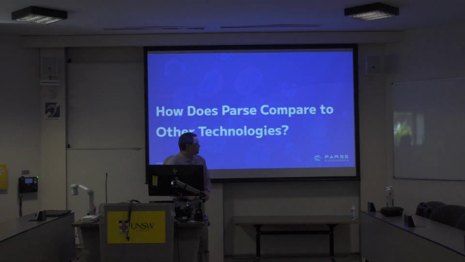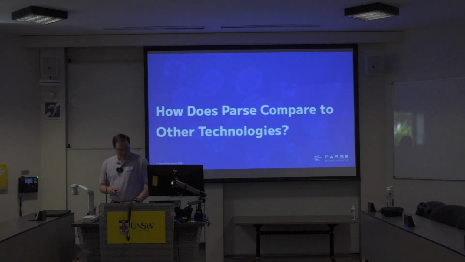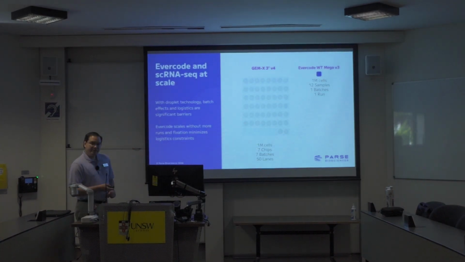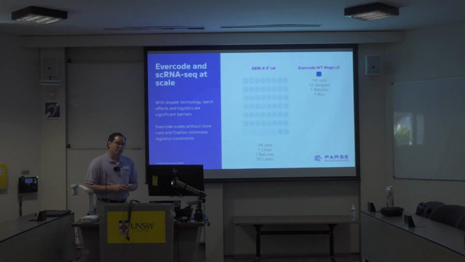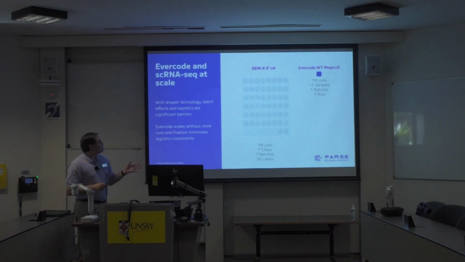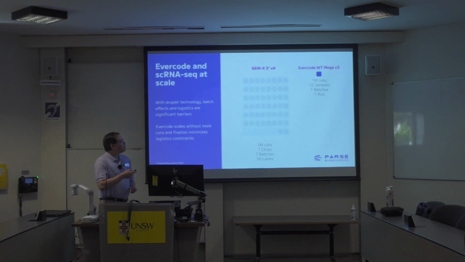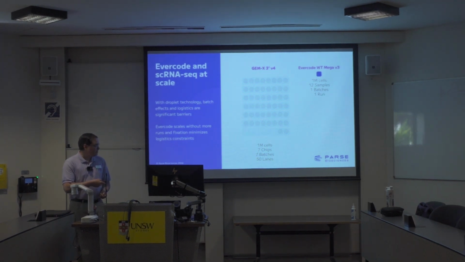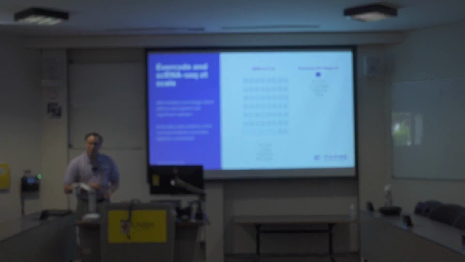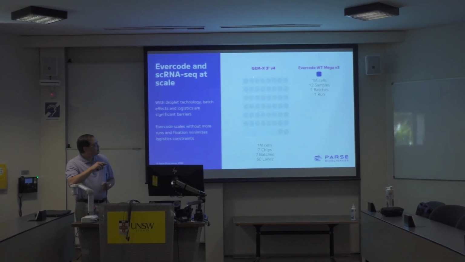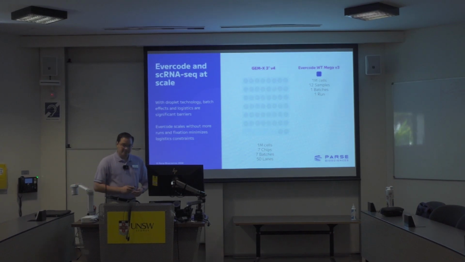So let's talk about how Parse compares to other technologies, specifically droplet-based technologies. Now, specifically, most of my examples are against 10x droplet-based technologies, but 10x is not the only droplet-based technology available. So with droplet-based technology, there's batch effects, there's logistics. So for example, with these Chromium chips, this same 1 million cell experiment that I just talked about would be run on 7 chips, 7 batches, 50 different lanes on a Chromium controller, and each one of those lanes introduces another batch effect. But with Parse, since we multiplex everything together, that minimizes those batch effects.